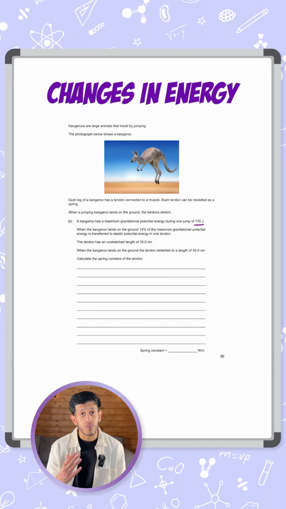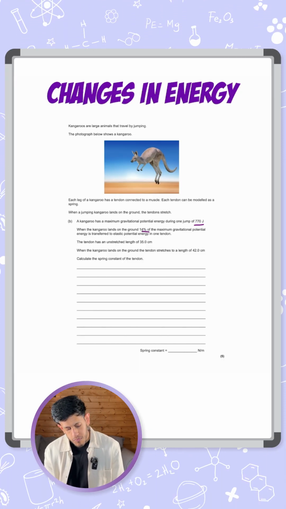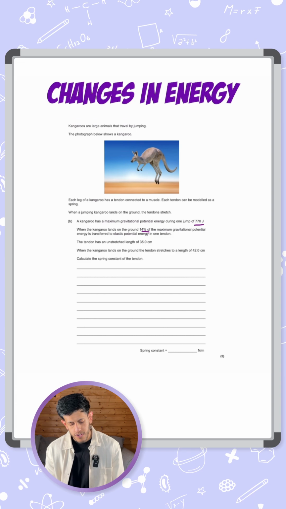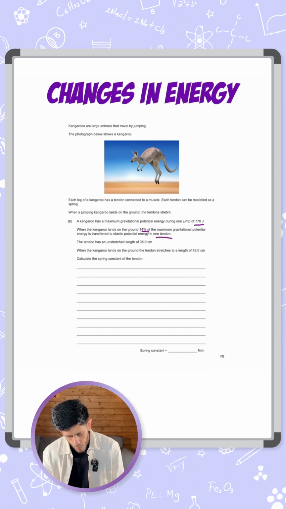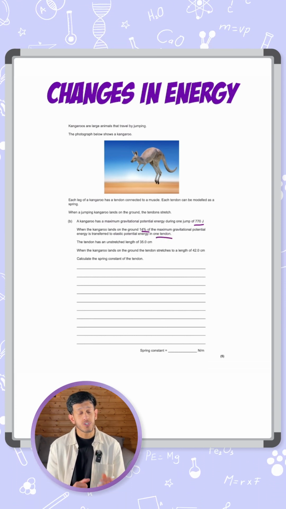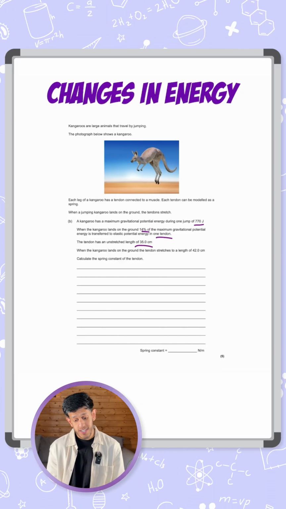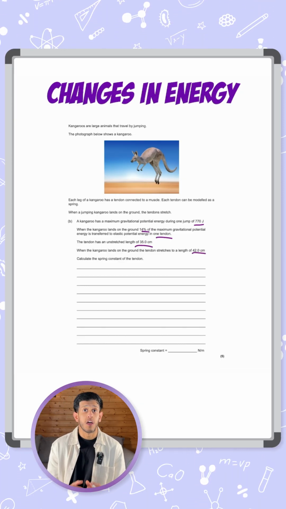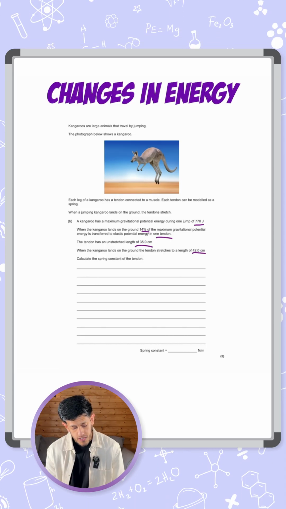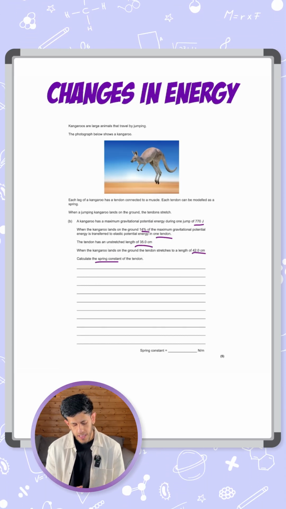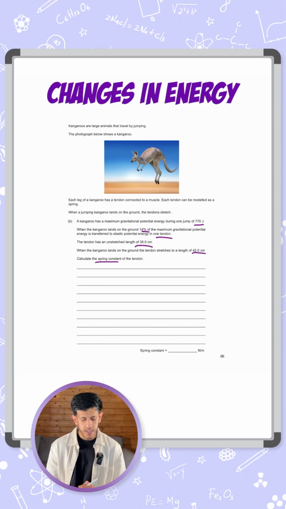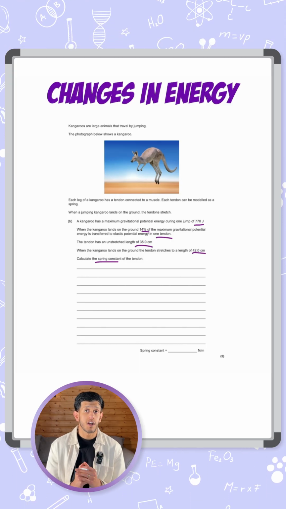And it says when the kangaroo lands, 14% of that maximum gravitational potential energy is transferred to elastic potential energy in one tendon. And it says the tendon has an unstretched length of 35 centimeters, and then when it lands, it has a stretched length of 42 centimeters. A lot of information there, all to calculate the spring constant of the tendon. Now they've given us the unit in the answer there, newtons per meter, but it's still 5 marks, plenty of work for us to do.